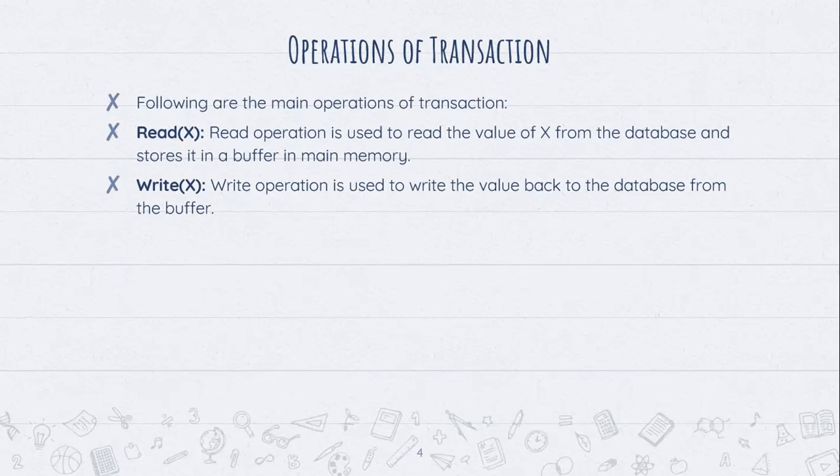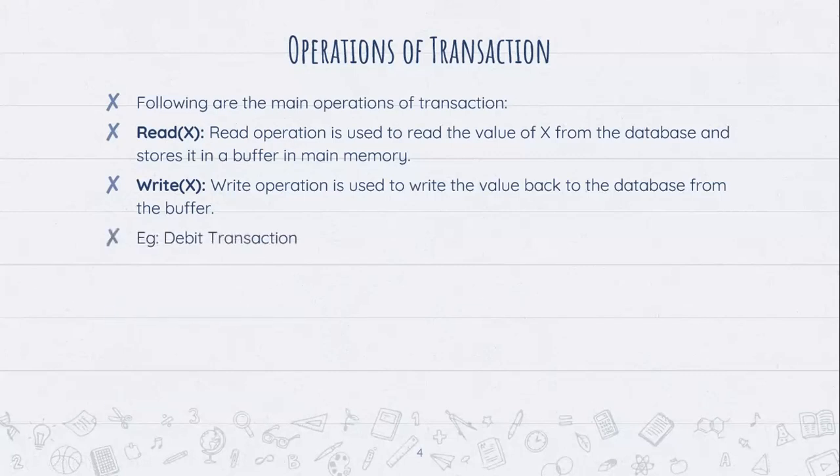And in here, Read X means read the value of X from the database and store it in a buffer in main memory. They can read values that are stored in a buffer, not in the permanent memory. Whatever data is saved in the buffer, they can read. Write X means they can write the value into the buffer.